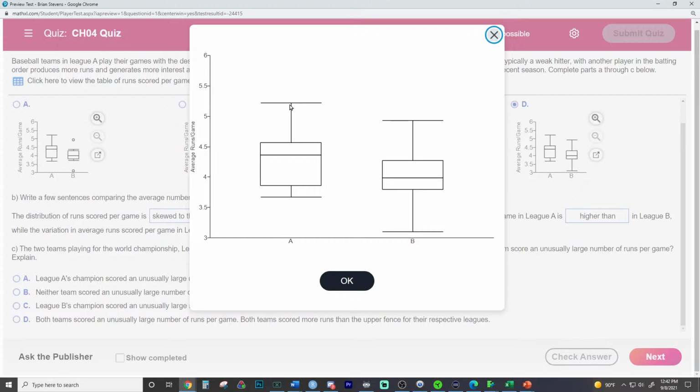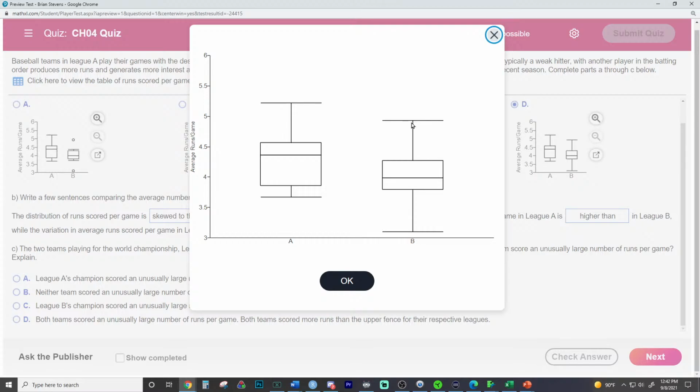Did either team at the top of their leagues score an unusual amount of points on average during the season? Just think about what's going on. It's not one of those. So did either team score an unusual amount of points by looking at these box plots? And hint, it doesn't look like this. They're here and they're here.